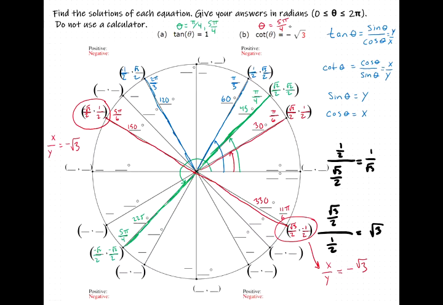So the second solution up here would be 11 pi over 6. So we have two solutions for when the tangent function is equal to 1. That's an angle of pi over 4 and 5 pi over 4. And then we have two solutions where the cotangent function is equal to negative root 3. That is, I said 5 pi over 6, but I wrote 5 pi over 4. So let's rewrite that. 5 pi over 6 and 11 pi over 6.